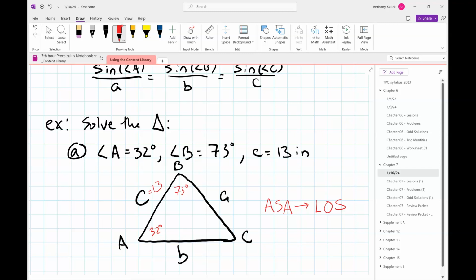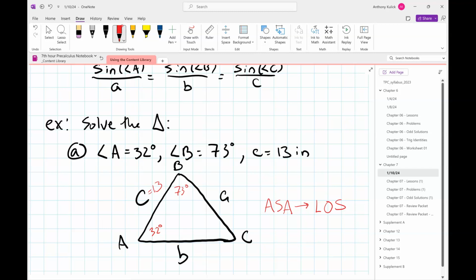Remember, the goal here is to solve the triangle. That means I want to find all the missing side lengths and all the missing angle measures. So I have one more angle to find and two more sides to find. One of those three things is almost always going to be super easy to get. Do you guys see which one of those three things here is going to be super easy? I don't even need to use the law of sines to get it. Does anybody see what it is?